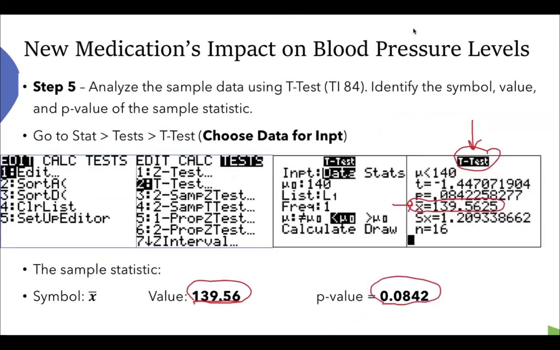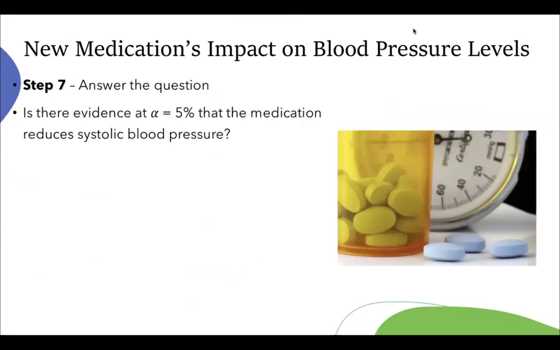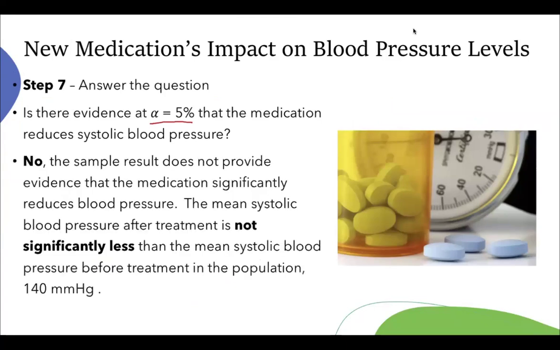So let's go back to here. Okay. Now, answering the question, is there evidence at 5%, alpha equal 5%, that the medication reduces systolic blood pressure? And here we have to say no. The sample result does not provide evidence that the medication significantly reduces blood pressure. While the sample mean was smaller, it wasn't significantly smaller. The mean systolic blood pressure after treatment is not significantly less than the mean systolic blood pressure before treatment in the population, which was 140.